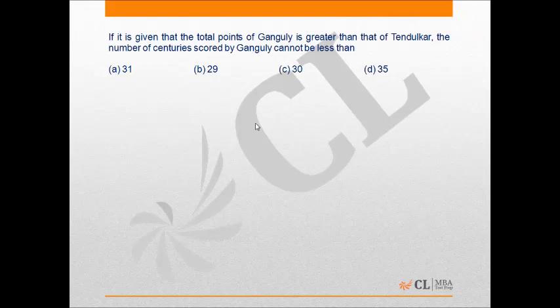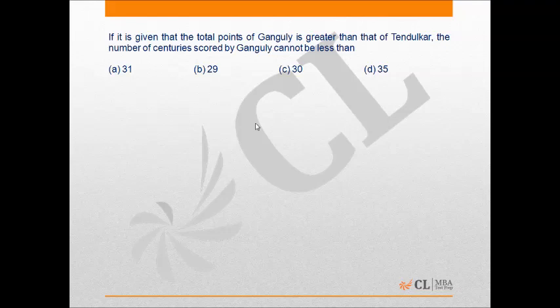Now coming to the next question, here it is given that the total points of Ganguly is greater than that of Tendulkar, and we have to find the number of centuries by Ganguly cannot be less than. So basically we have to find the minimum possible centuries that Ganguly must have scored so far, so that his total points could be more than that of Tendulkar.